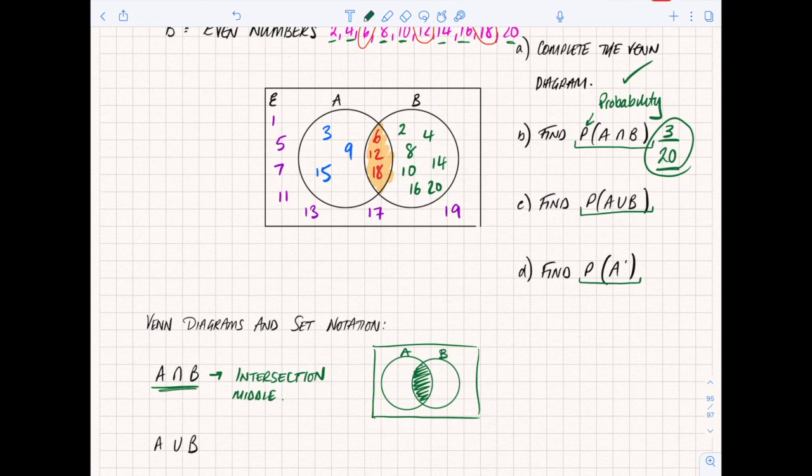You're not adding those values together. It's saying, what is the probability? If I had all these numbers in a bag, okay, what would be the probability I'd get one of those? Well, there are 3 of them out of 20 in total. Let's look at the next one.